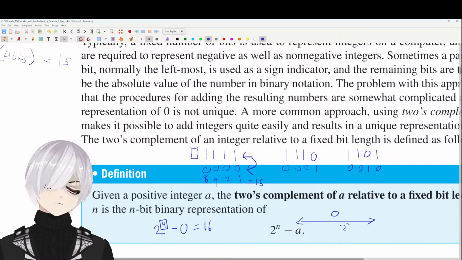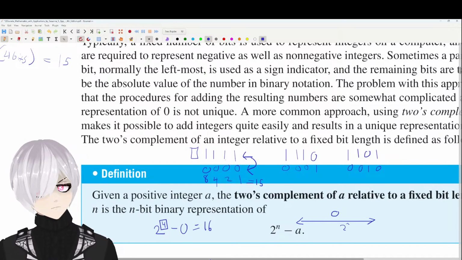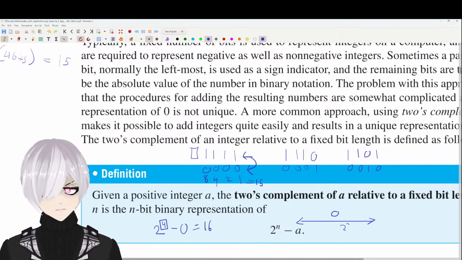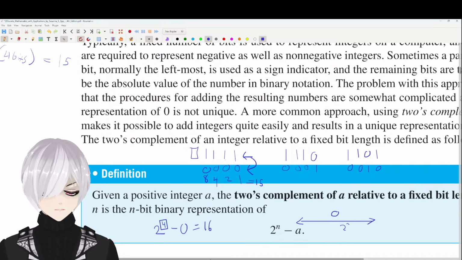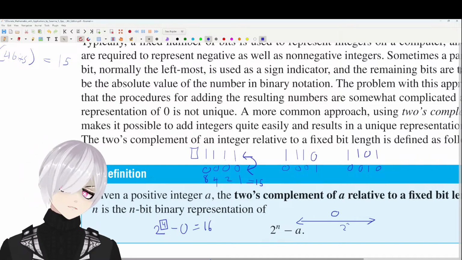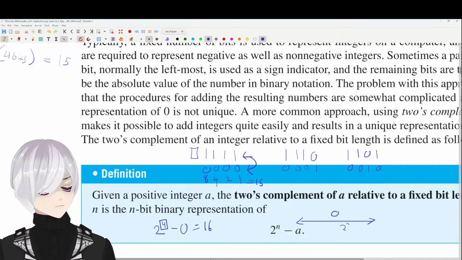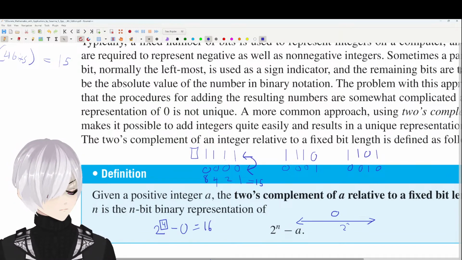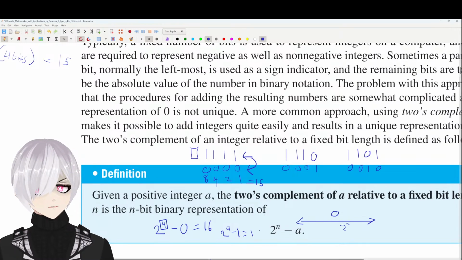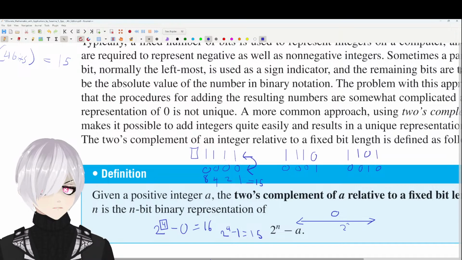Yeah, that's a bit tricky. I wonder why they do it that way, because you can't do that with 4 bits. Well, maybe it works with a different number. Oh wait, actually, it says given a positive integer a, so you can only do the 2's complement for a positive integer, not for 0.